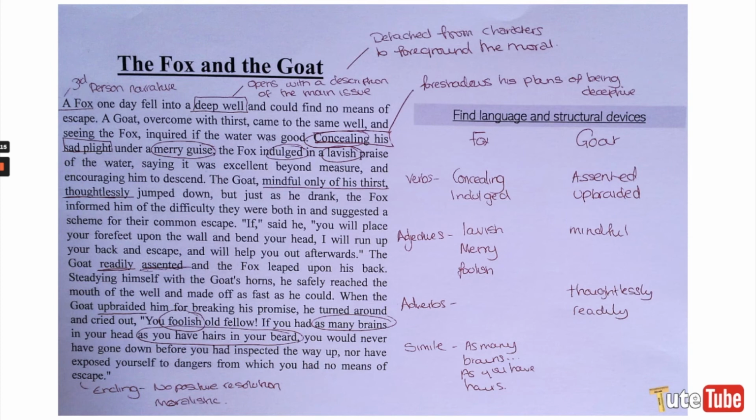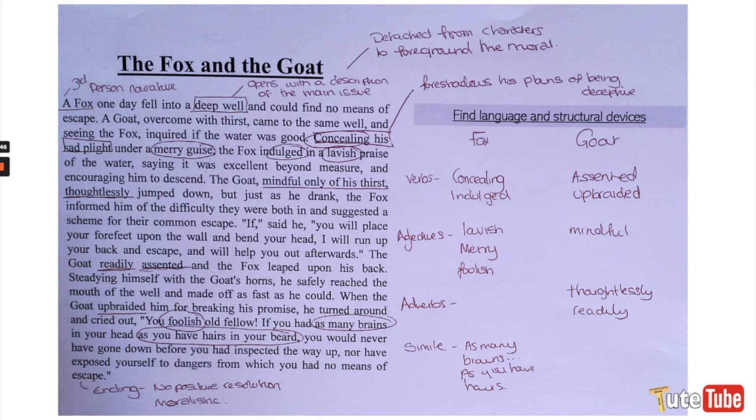I've also identified that there's a third person narrative. I've looked at something in the beginning, the deep well part, and I've said that it opens up with a description of the main issue, which detaches us from the characters to foreground the moral, so we focus more on the problem than the actual characters themselves. And I've looked at the ending where it says had no means of escape. There's no positive resolution, which shows that this is sort of like a moralistic story.